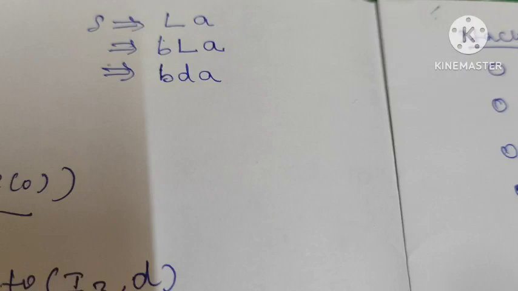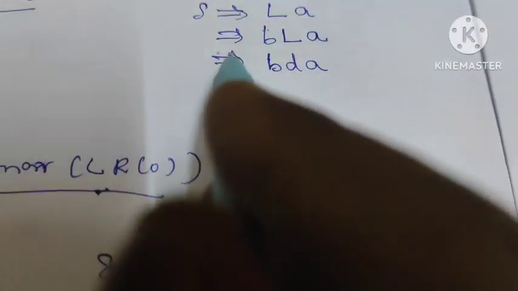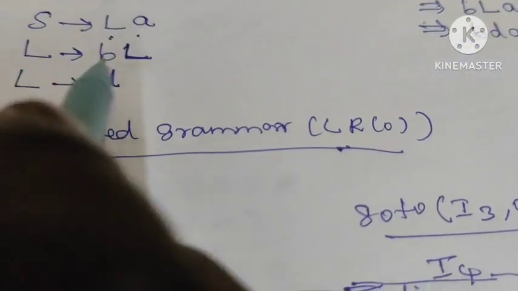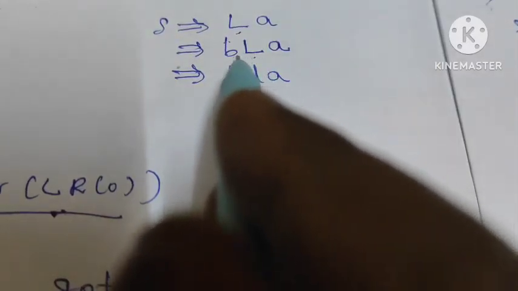Now the next step is we have to take a valid string. So how do we actually take a valid string? S is the starting symbol, and the starting symbol S can be replaced by LA. So I introduce the production LA here. Now when we talk about LA, this L can also be replaced by the production L tends to BL. So I substitute this L by BL. Now the string will become BLA.